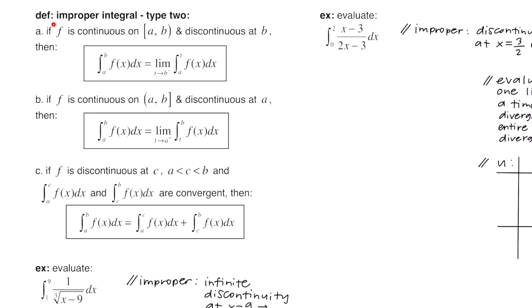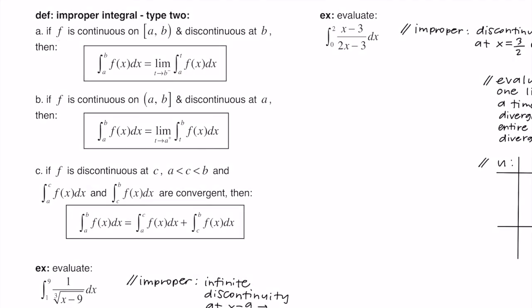Our next definition is an improper integral of type 2. Part A says if f is continuous on [a, b), where a is closed and b is open, and discontinuous at b, then we have the integral from a to b of f of x dx equals the limit as t goes to b from the left of the integral from a to t of f of x dx.